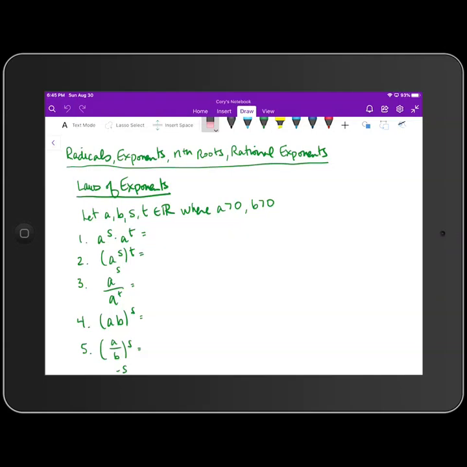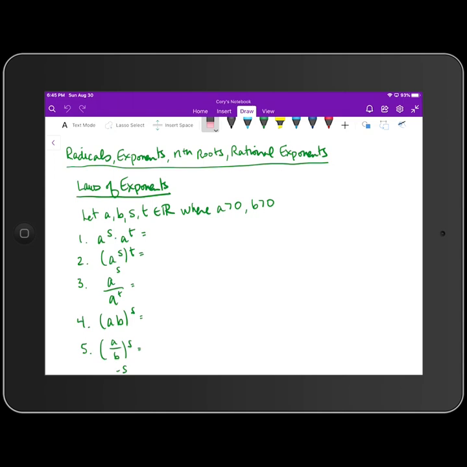Okay, we're going to go ahead and start the last section of this unit, and I'm going to spread this section out over this entire week. So in today's video, we're probably going to get about halfway through the lesson, and then we'll save the other half for in class on Wednesday. So this lesson is going to deal with radicals, exponents, nth roots, and rational exponents.